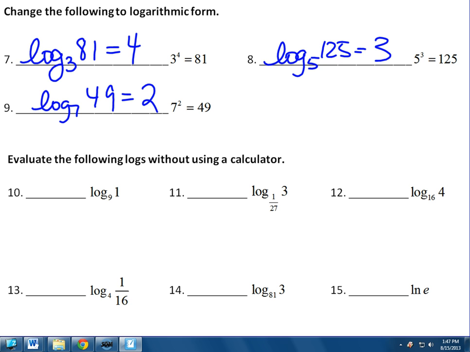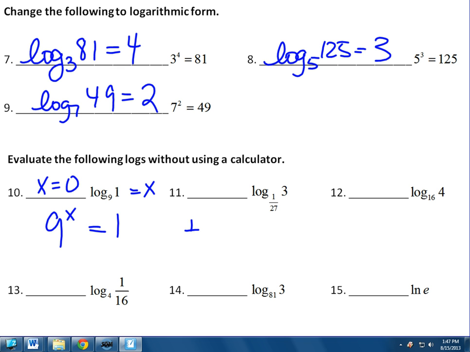So evaluate the following logs. Remember, this is like equal some exponent, equal some x. So you would say to yourself, 9 to the x power equals 1. What exponent would you always get 1 for the answer? And the answer is 0. When x equals 0, the exponent is 0, you get 1 for an answer.